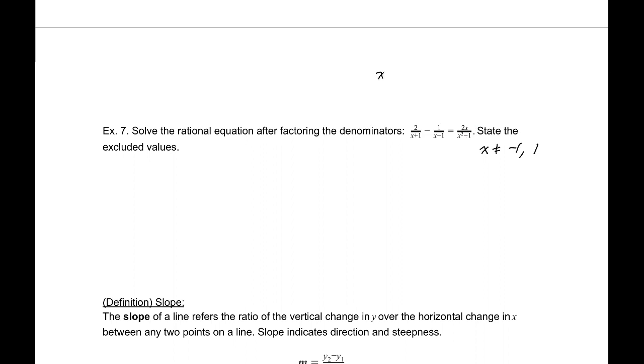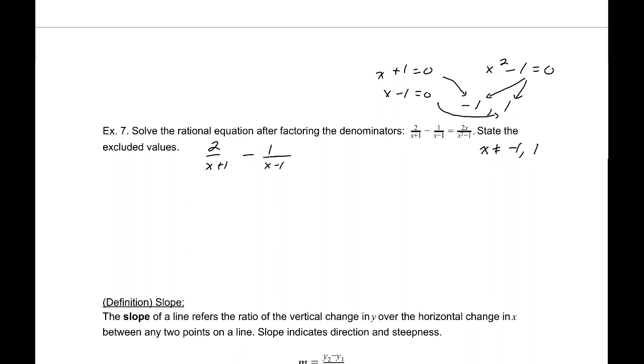x plus 1 equals 0, x minus 1 equals 0, and x squared minus 1 equals 0. Solving these equations gives us -1, +1, and then for this one, the solutions are actually positive and -1. So those are our excluded values. We cannot have any denominators equal to 0. Now let's see about simplifying here and clearing our fractions.